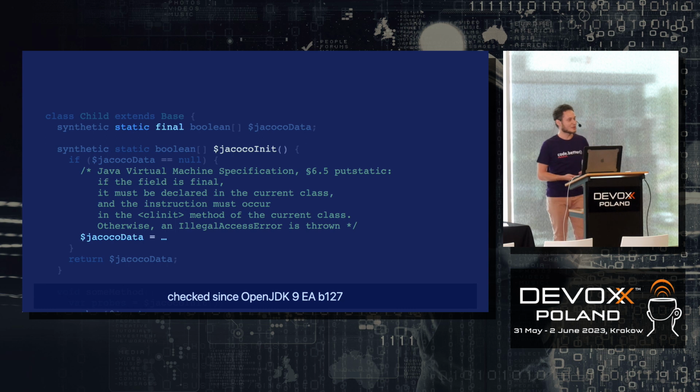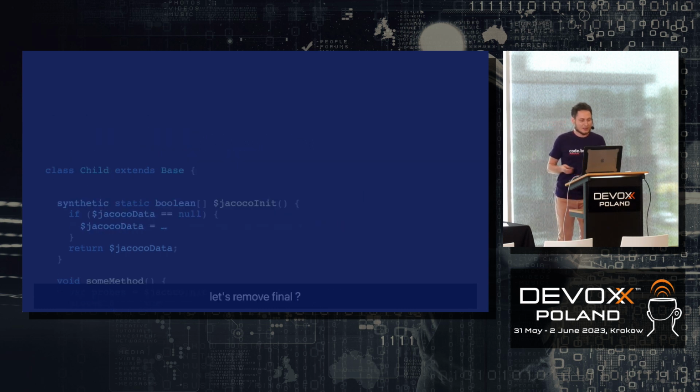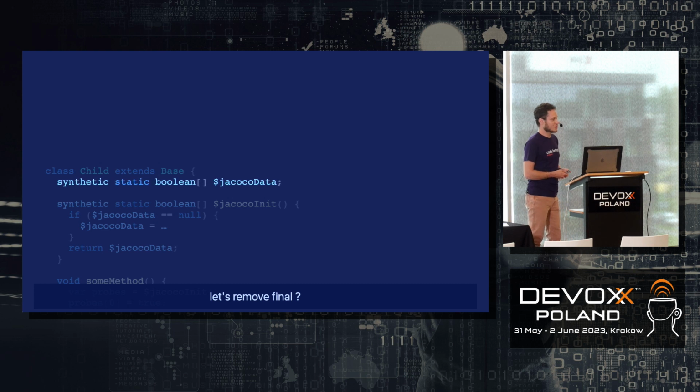This was working perfectly fine for many, many years. And then they decided to finally verify this property and to throw an illegal access error. Because, yes, you cannot write such Java code which stores something into a static final from a non-static initializer. But it was possible from bytecode. So what do we do? Let's just remove final. Easy solution, right?